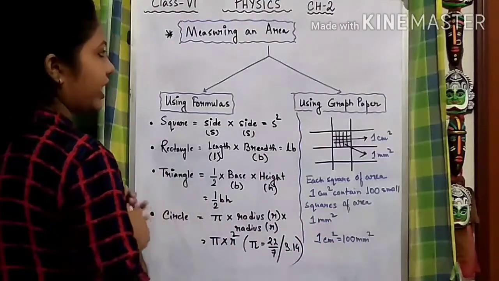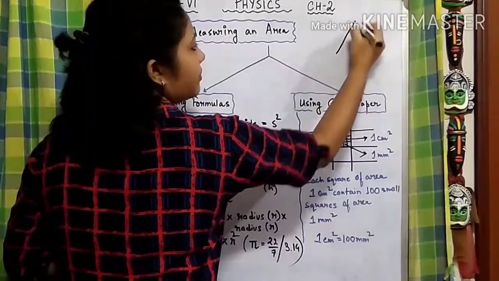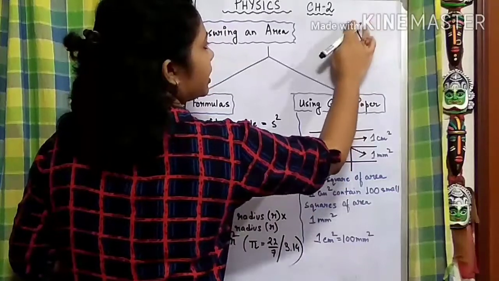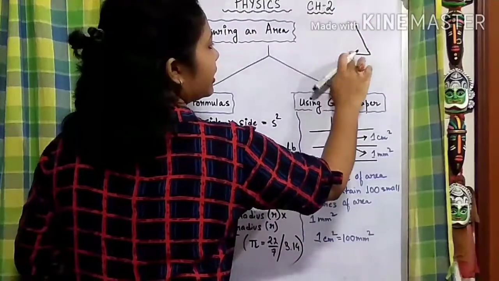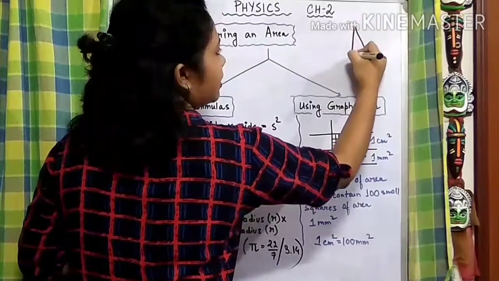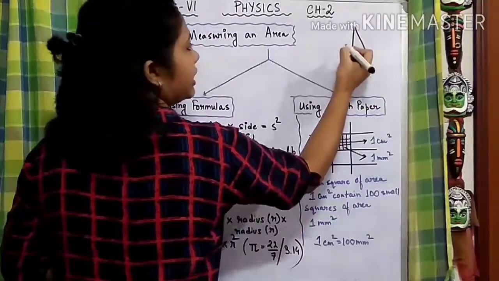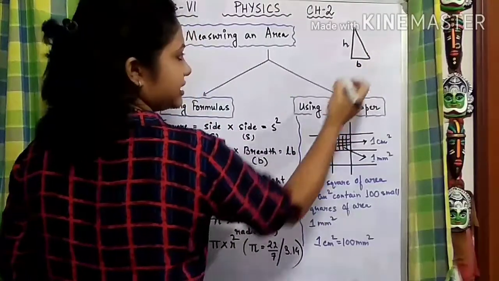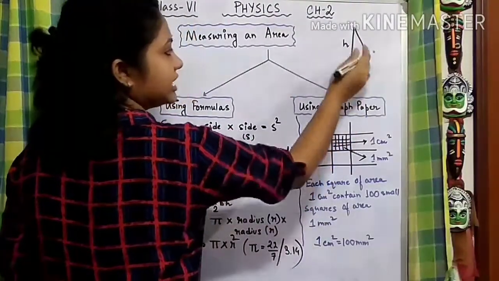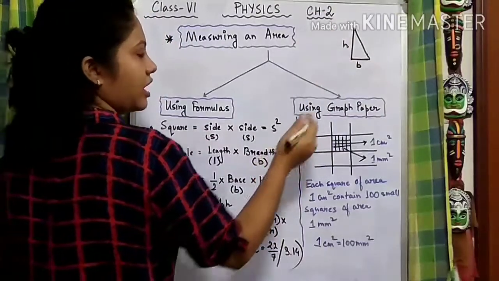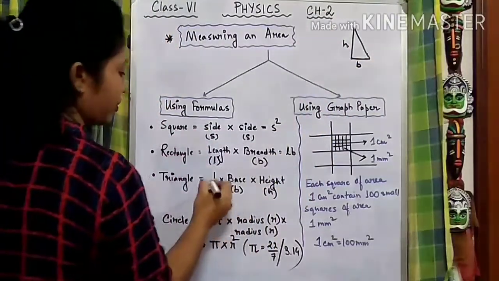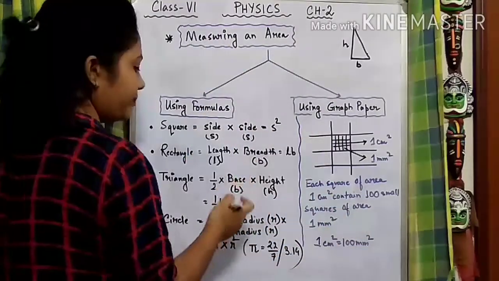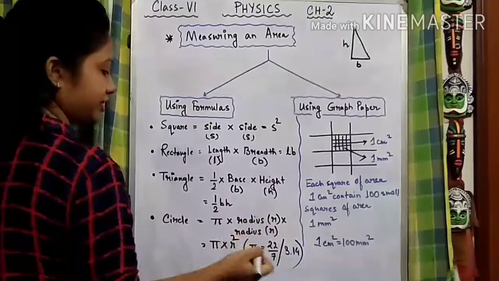Coming to the triangle. Say I am drawing this triangle. Let's draw some different triangle. So this is a triangle. This is the height and this is the base. B stands for base, H stands for height. So what is the formula? Half into base into height or altitude.